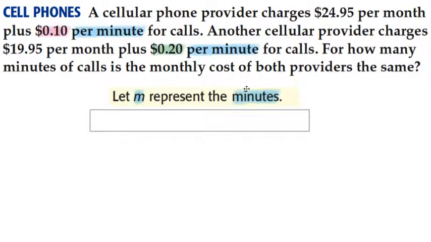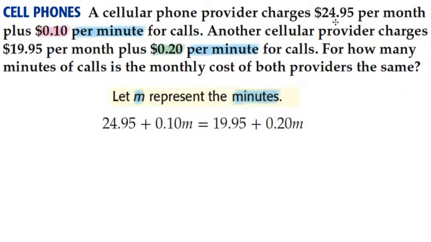Well, the thing that's going to change or vary in here is the number of minutes, okay? So we're going to let M be the number of minutes. So the first company is going to charge you $24.95 plus 10 cents times every minute. The second one would be $19.95 plus 20 cents for every minute. Okay, now you want to get your like terms together. Let's go ahead and solve this one together.